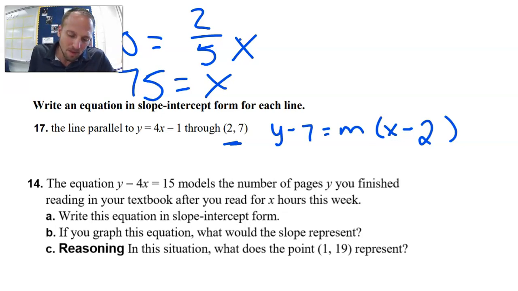But what about the m? Over here it says it's parallel to that line. Parallel means it has the same slope. Looking at this line, I know that the slope is 4. So I'm just going to come over here. It's got the same slope. Our new line has the same slope. It's going to be 4.